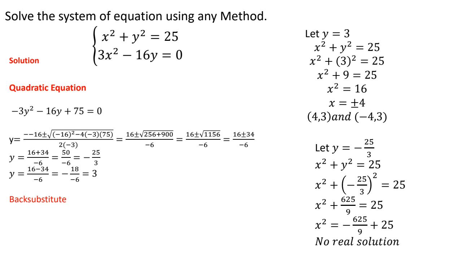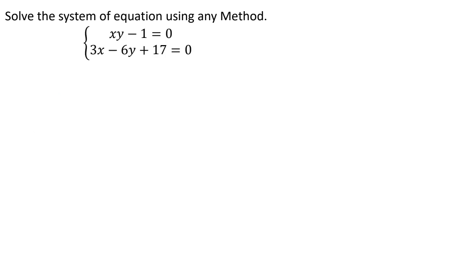Okay. Now, if I were to let y equal -25 over 3, we can see that there's no real solution for that one as well. All right, so our solution set is only these two values, (4, 3) and (-4, 3). Okay, so again, we got two values because we had two answers from our quadratic equation. We had -25 over 3 and the value 3.